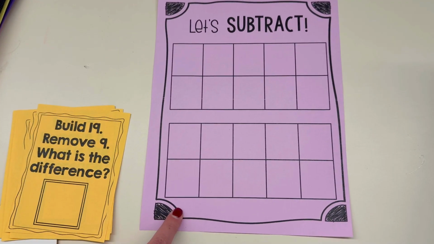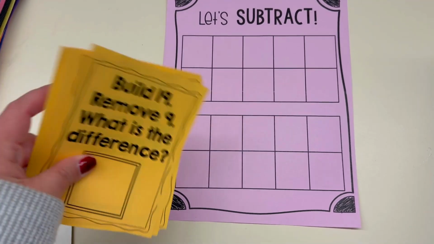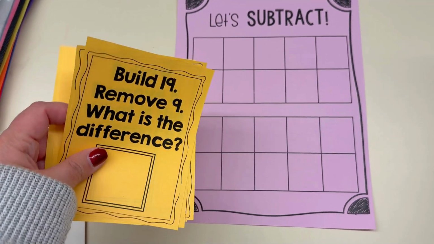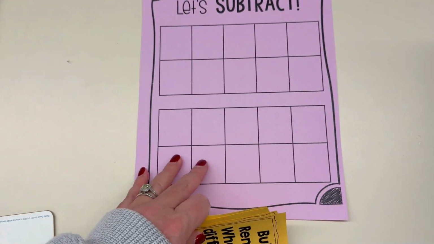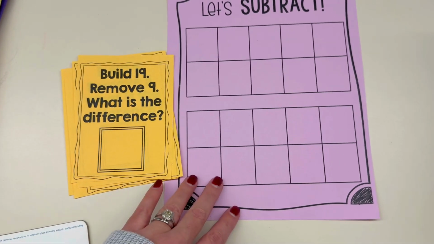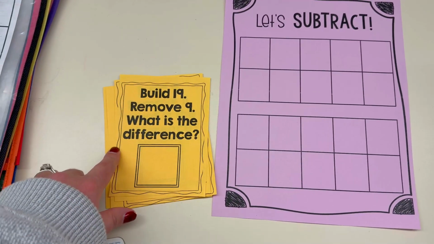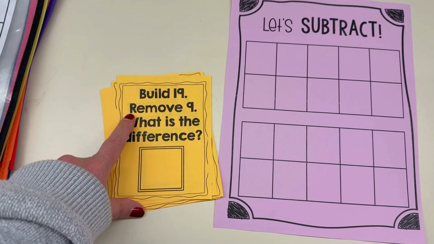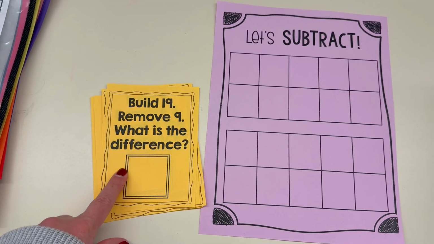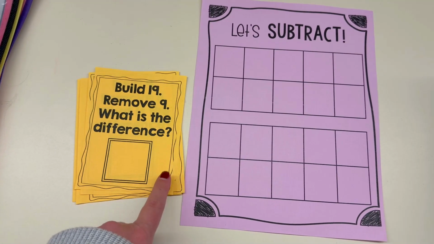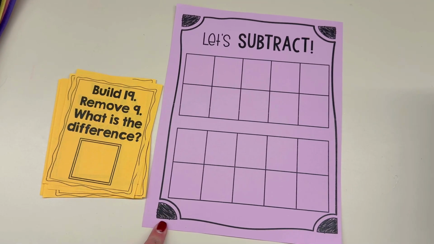I do have a bunch of these that are laminated along with these cards, and I couldn't find them and I didn't feel like spending a bunch of time finding them right now. So instead I just printed out a copy of one, but this is the Let's Subtract mat. I have cards just like this. It says build and add that are completely free when doing addition. I can link them down below. But again, this one is in my hands-on subtraction unit.